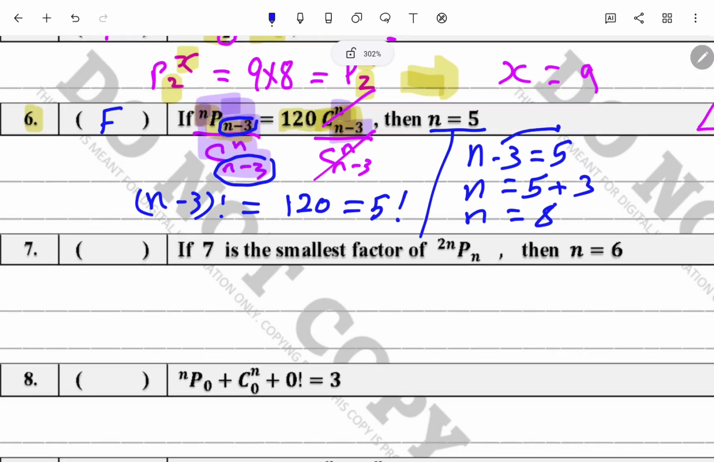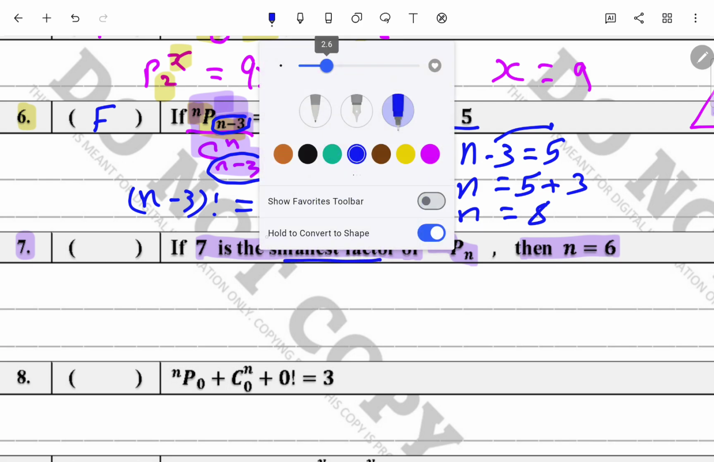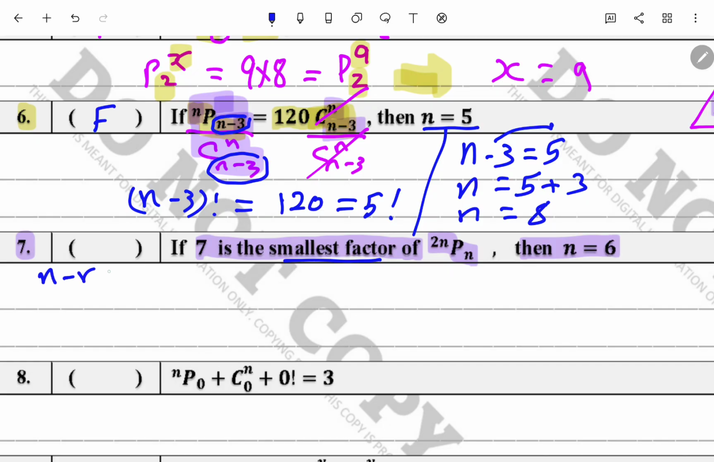In number 7, he said that if 7 is the smallest factor of 2n permutation n, then n equals 6. According to the rule of the smallest factor, we can say that n minus r plus 1 is the smallest factor.